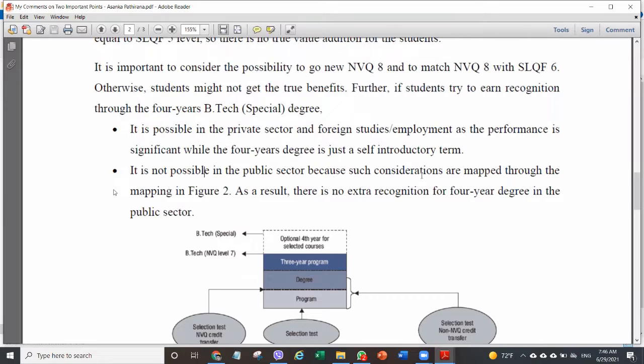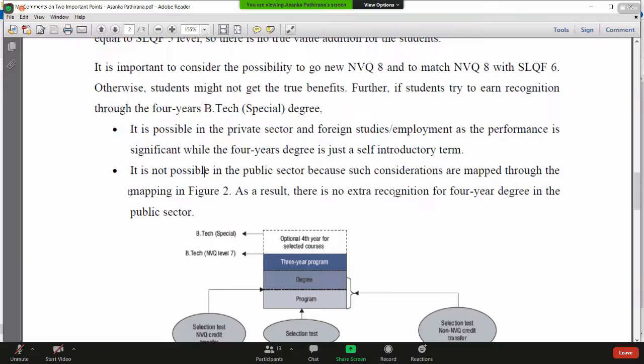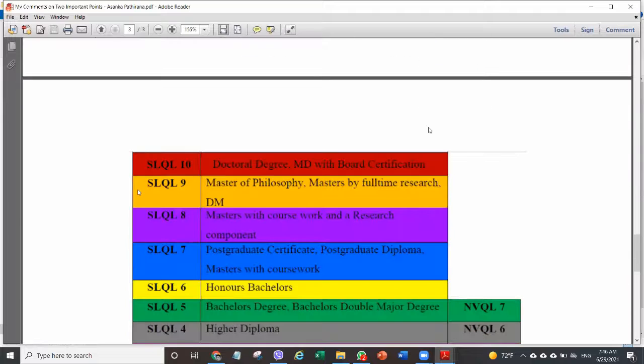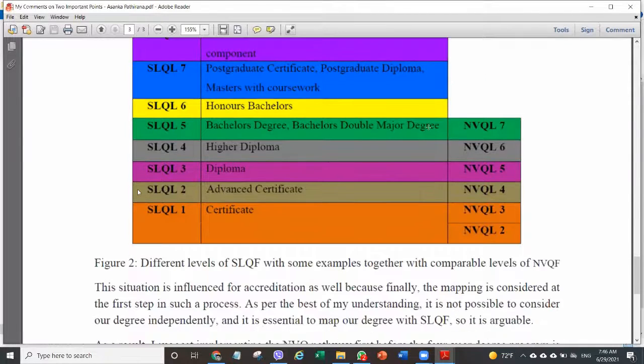in the public sector because such considerations are mapped through the mapping of figure 2. As a result, there is no extra recognition for the 4-year degree in the public sector. What I suggest, I am not discouraging, I'm just saying it is important to consider the possibility of giving NVQ 8 and matching NVQ 8 with SLQF 6. That might be the solution. Without such an initiative, it is not possible. You will not get the real benefit of the BTech special degrees.